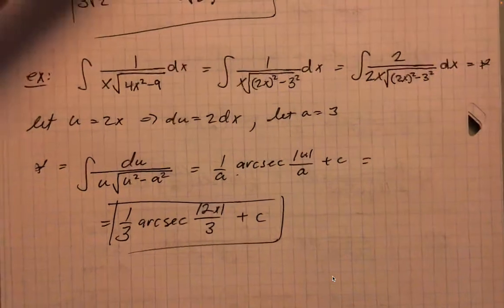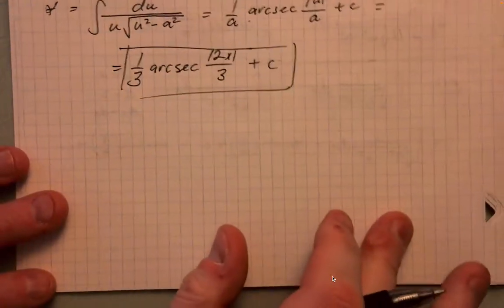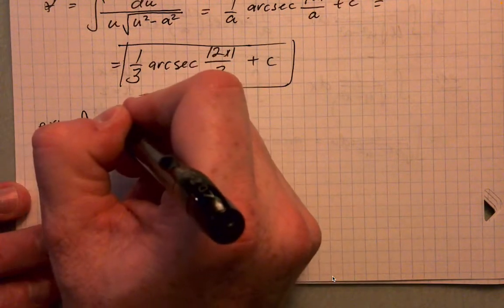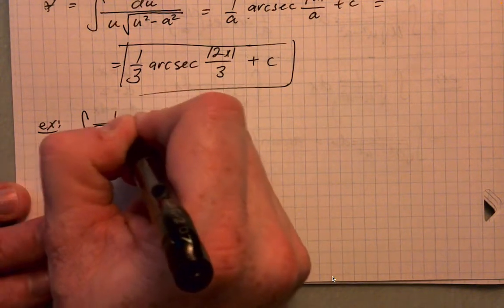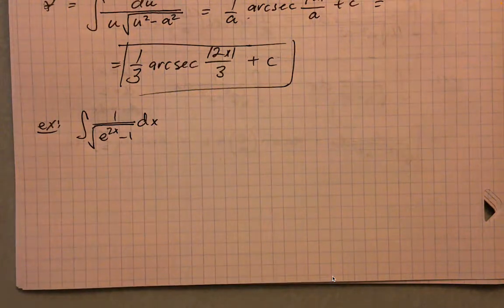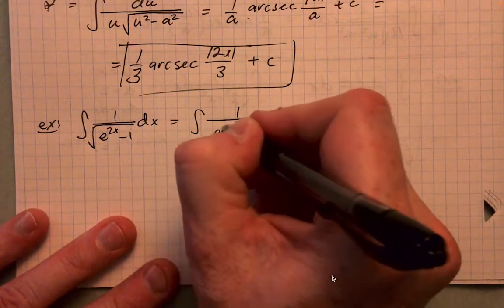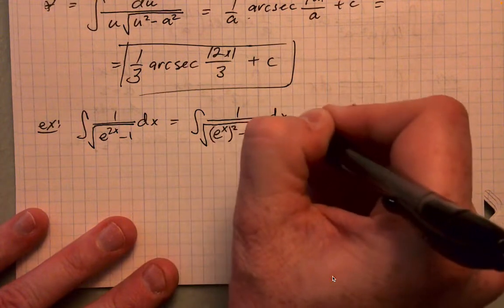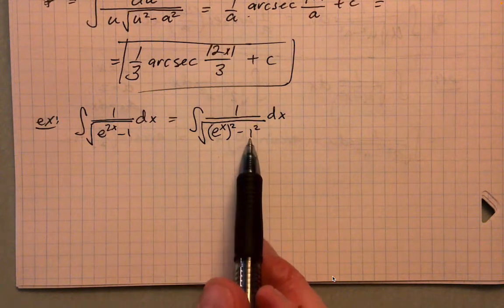All right, good. So how about this one? This is the integral of 1 over e to the 2x minus 1. So about that one. Well, something to notice here is that this is the integral of 1 divided by e to the x squared minus 1 squared. So if u is e to the x, then this will be a u squared minus a squared.